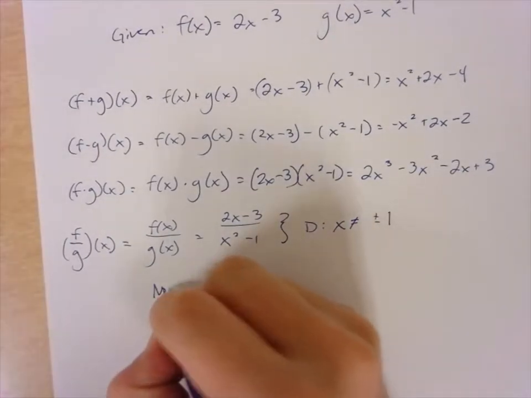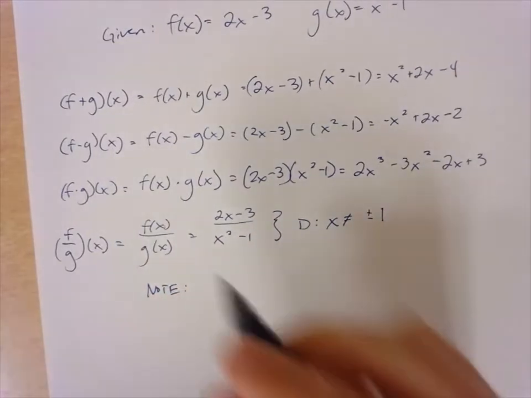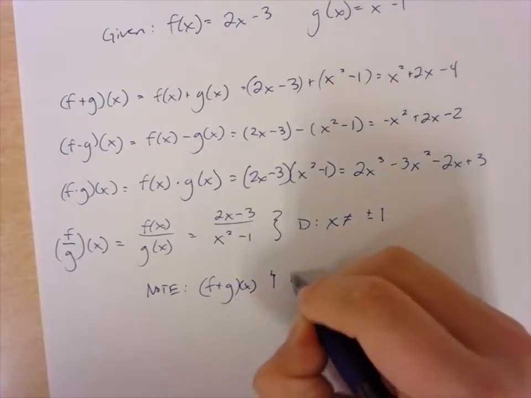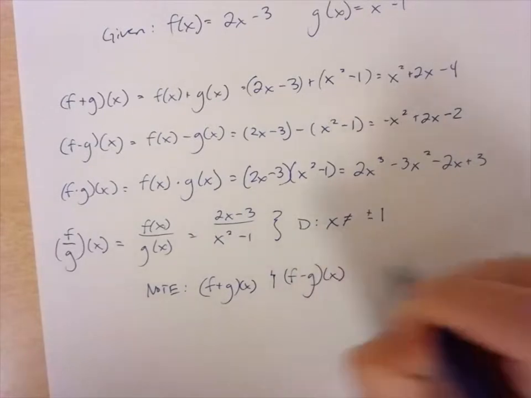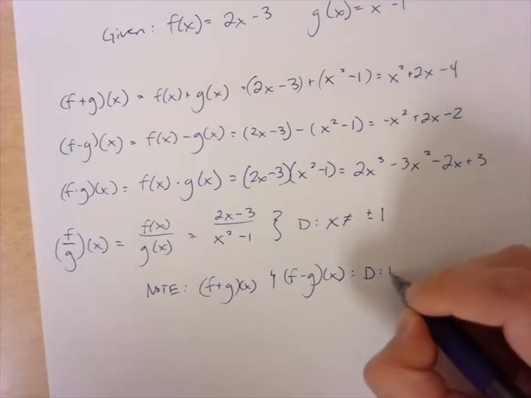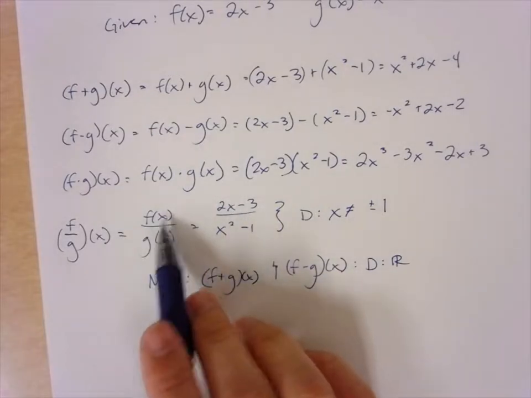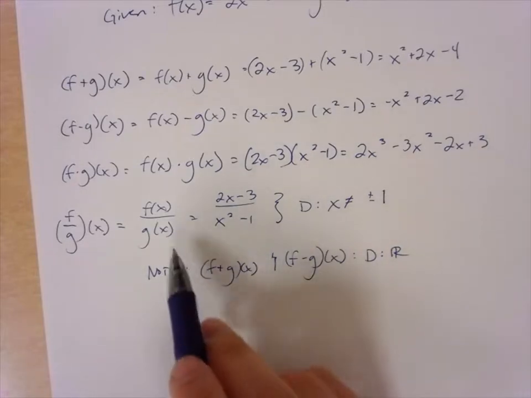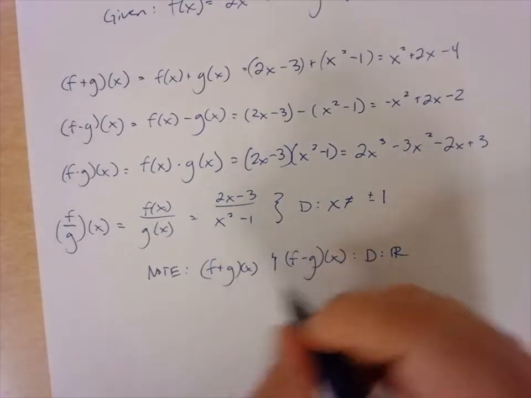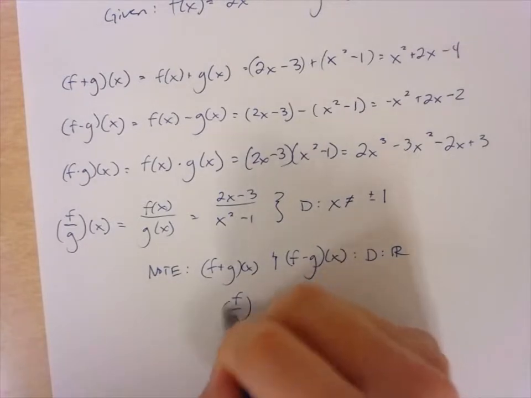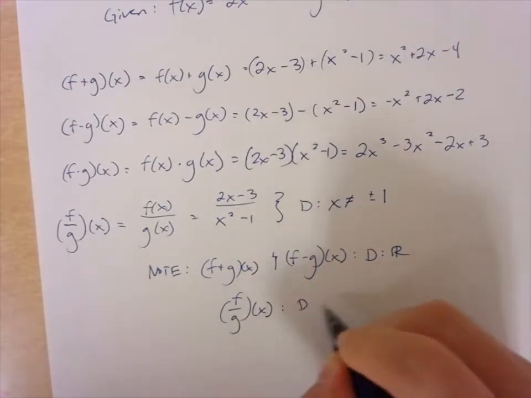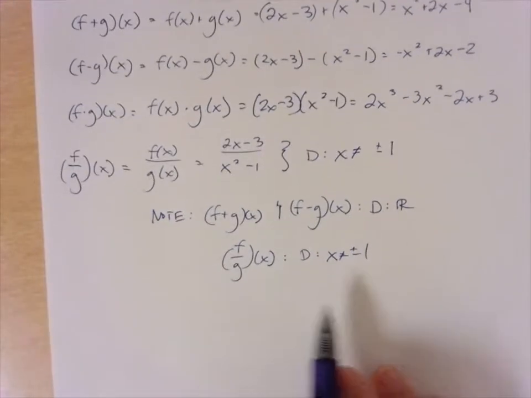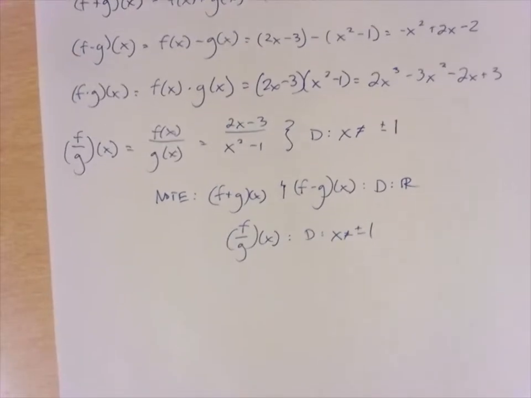Okay, so let's make a little note of what happened there. For the f plus the g of x and the f minus the g of x, our domain was all real numbers. But then as soon as we made it a fraction, we had some values that would make the bottom 0. We had some values that would make g of x 0. So that's why f over g of x has a domain that can't include positive or negative 1, because that would make g of x equal 0.